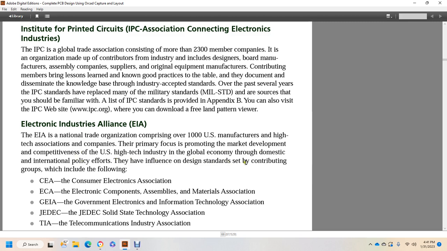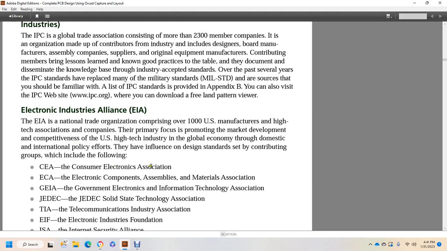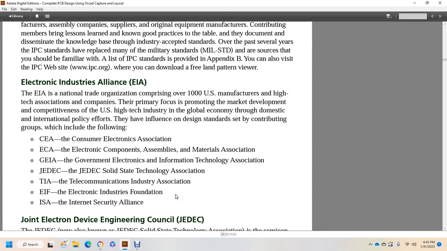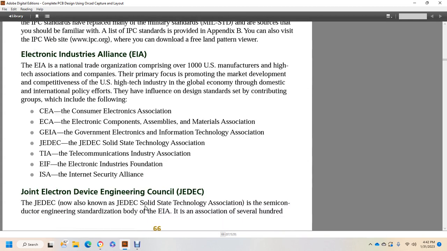They influence design standards by contributing to groups which include the following: the CEA, Consumer Electronics Association; ECA, Electronic Components Assembly Material Association; GEIA, Government Electronics and Information Technology Association; JEDEC, Solid State Technology Association; the TIA, Telecommunications Industry Association; EIF, Electronic Industries Foundation; and ISA, Internet Security Alliance.